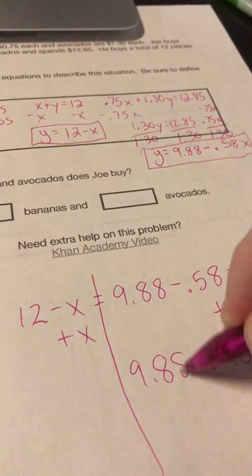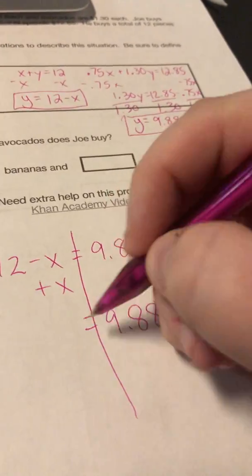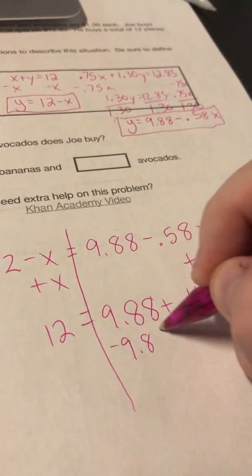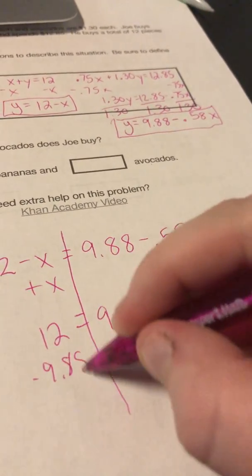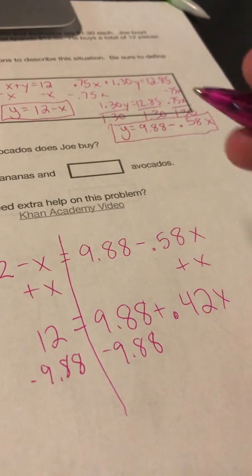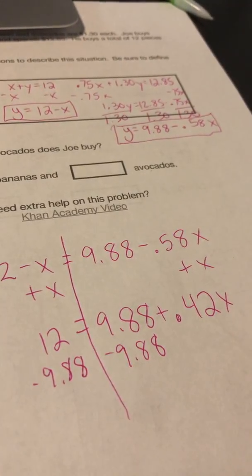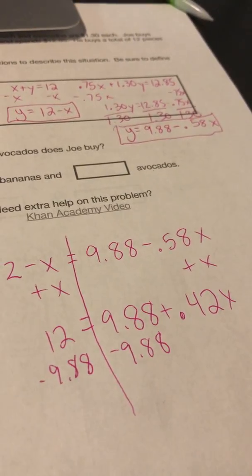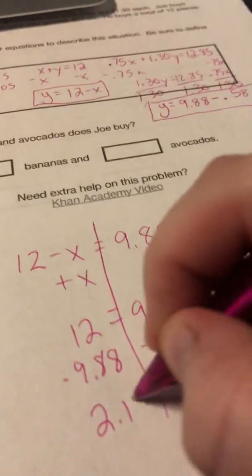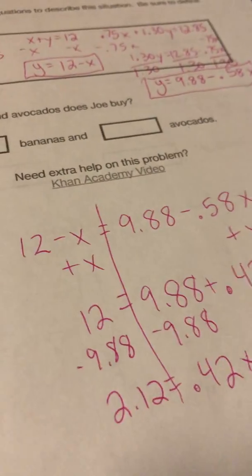We still have this 9.88 over here. It's positive because you have positive 42 cents. And over here we just have 12 now. I would need to subtract 9.88 from both sides. 12 minus 9.88 is... Did I even do that? Yes, I did. Okay, there we go. $2.12. And over here we have 0.42x.